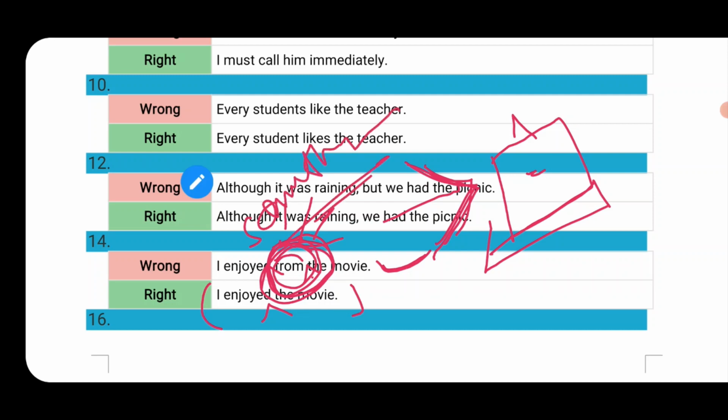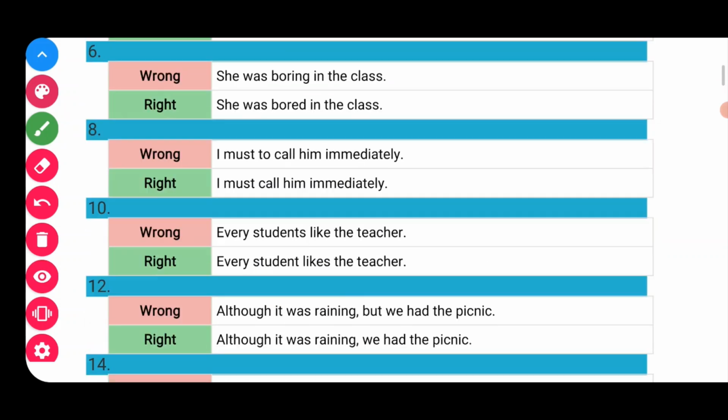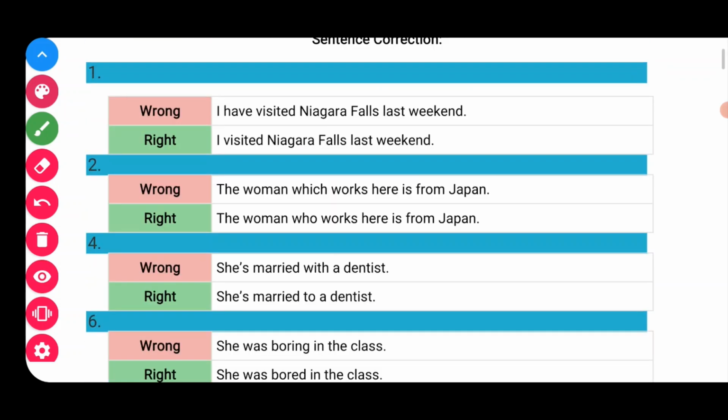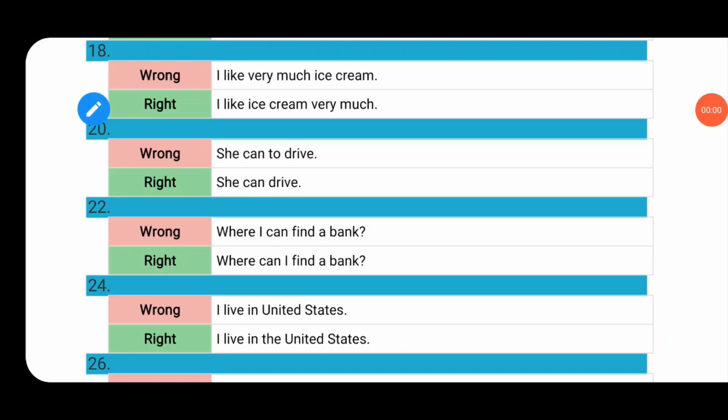So we have to correct the sentence like this. I hope I have discussed all these sentences well. So again, in the next video lesson, I will be discussing other sentences. Now look at these sentences that you have on your screen.